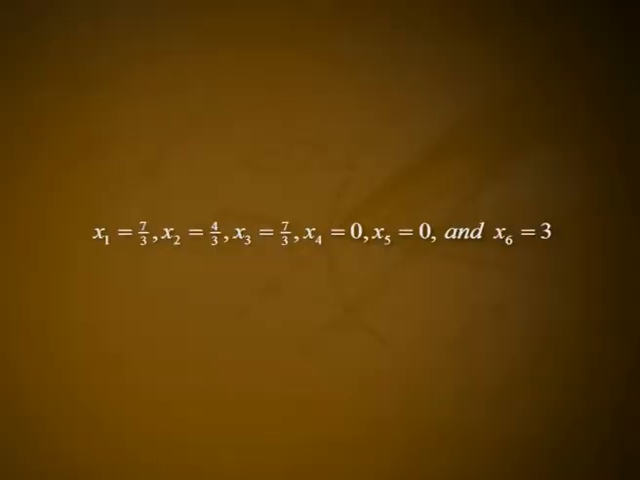Hence, the maximum value of f of x equal to 16, where x1 equal to 7 by 3, x2 equal to 4 by 3, x3 equal to 7 by 3, x4 equal to 0, x5 equal to 0 and x6 equal to 3. But x3, x4, x5 and x6 are slack variables. Hence, the solution of the problem is maximum of f of x equal to 16, where x1 equal to 7 by 3 and x2 equal to 4 by 3.